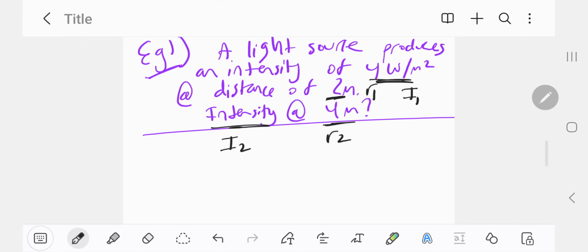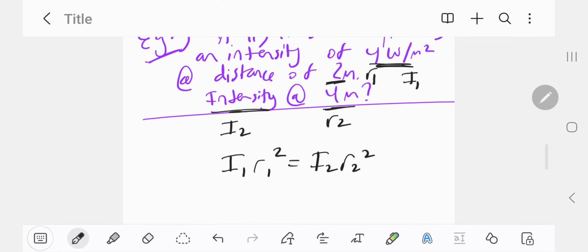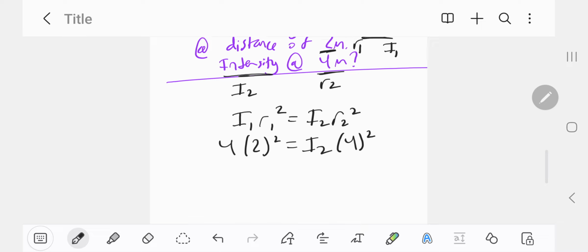2. So we need the following expression, which is I sub 1, R sub 1 squared, it's like a tongue twister, this formula, is equal to I sub 2, R sub 2 squared. And it's just simply plug and play. So I sub 1 is 4, R sub 1 squared, so that's 2 squared. And that's equal to I sub 2, which is the unknown, and R sub 2 squared is 4 squared. It's just algebra in this case. Rearranging, I sub 2 is simply 1 watt per meter squared.